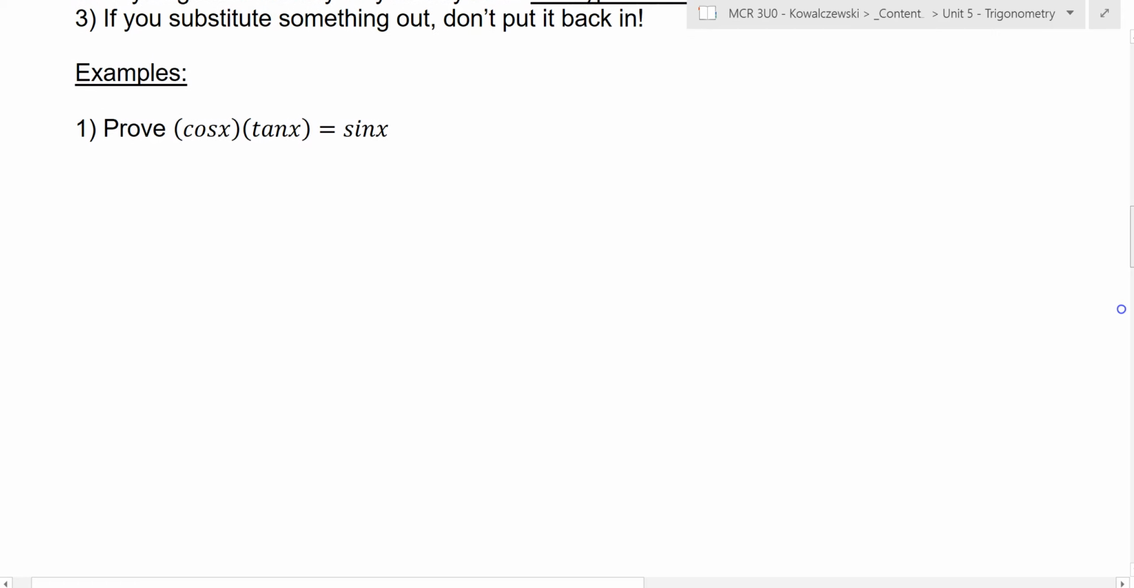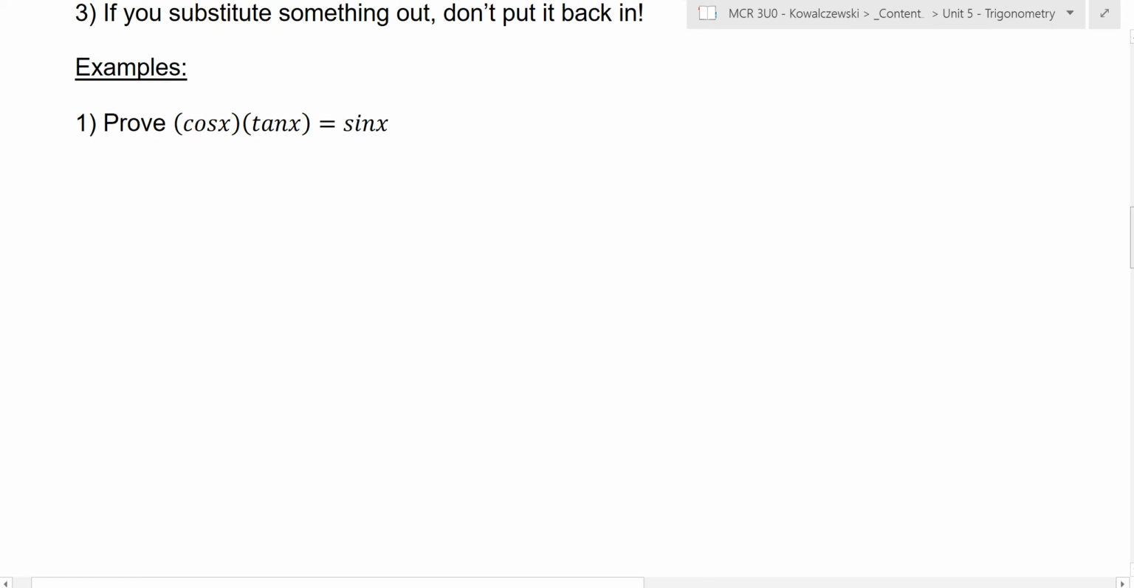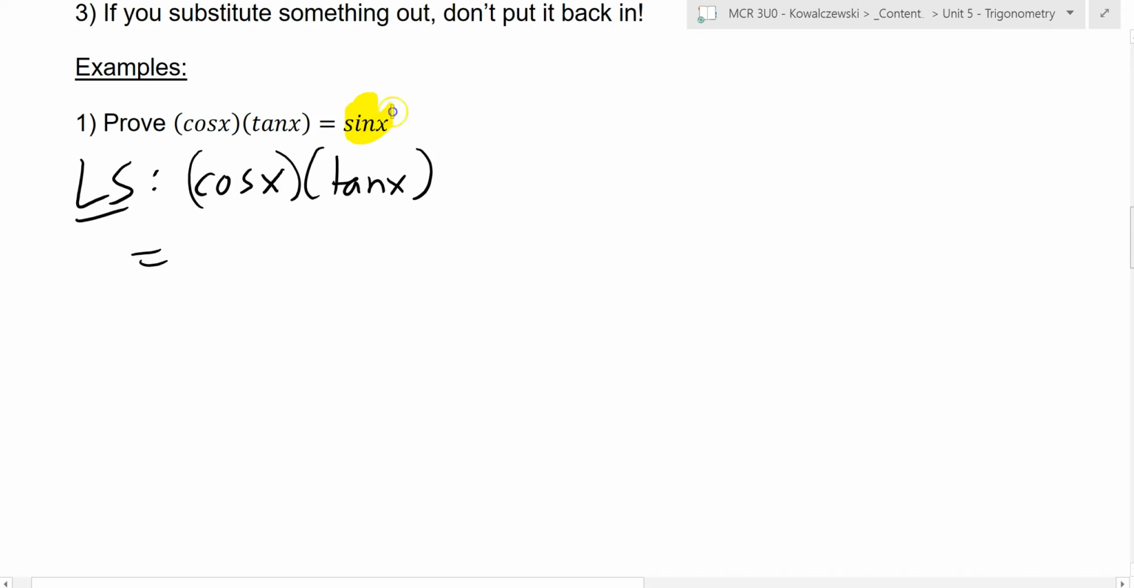So I want to prove that cosine x times tangent x is equal to sine x. So my left-hand side, I have cosine x times tangent x. So I want to simplify this a little bit, and I want it to match the right-hand side eventually, which is sine x. So looking at that right-hand side, well, I don't really want either cosine or tangent. I want to get rid of both of those somehow.